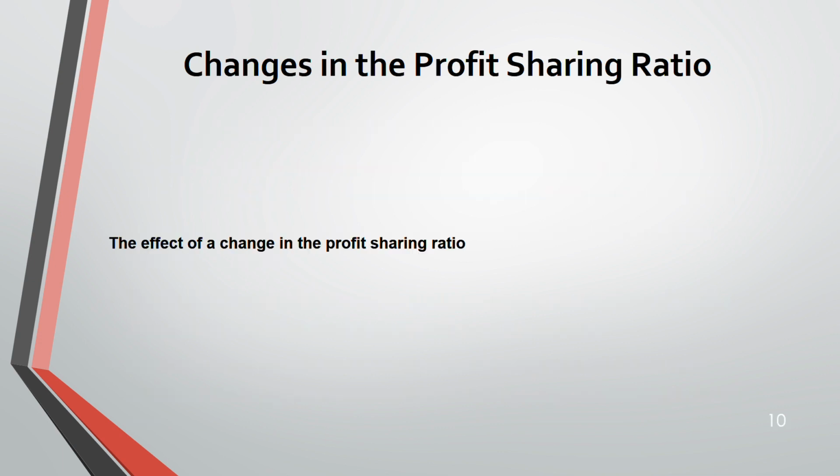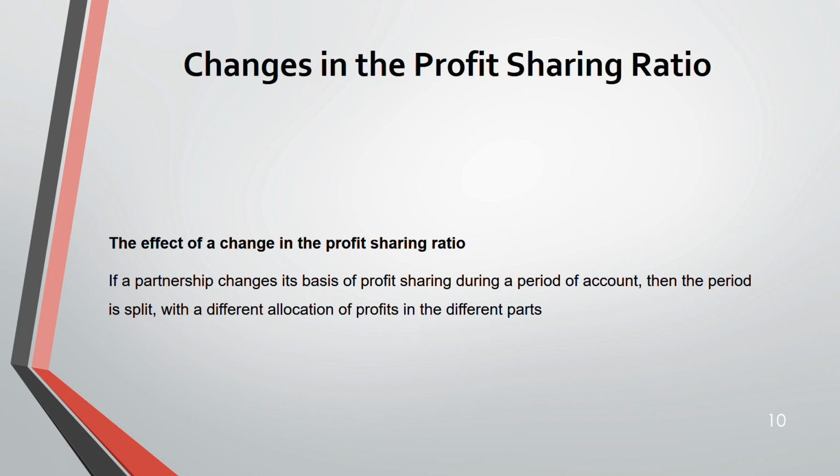Next, what is the effect of change in the profit sharing ratio? The effect is, if the partnership changes its basis of profit sharing during a period of account, then the period is split. Then you might be allocating the profit in different parts. Some of the profit might go in this period of account, some of the profit might be going in a different period of account. It's quite possible. Now let's do a question.